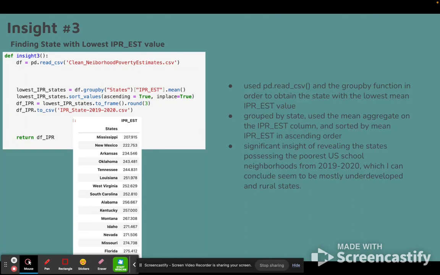This function gives me the significant insight of revealing the states possessing the poorest U.S. school neighborhoods from 2019 to 2020, which I can conclude seem to be mostly underdeveloped and rural states.